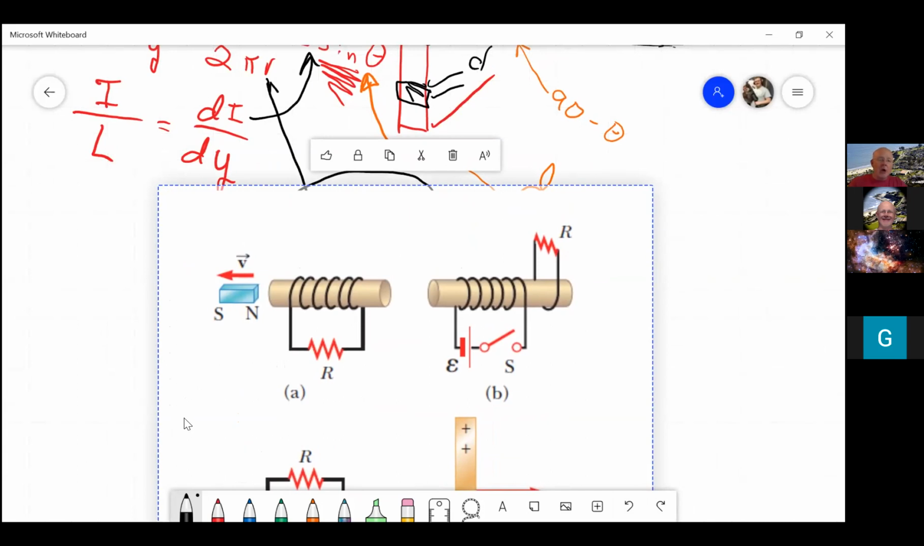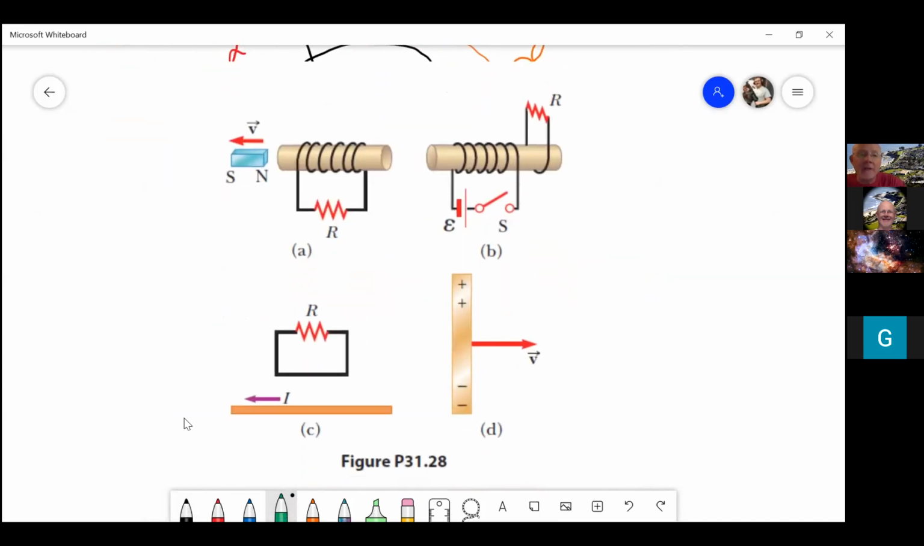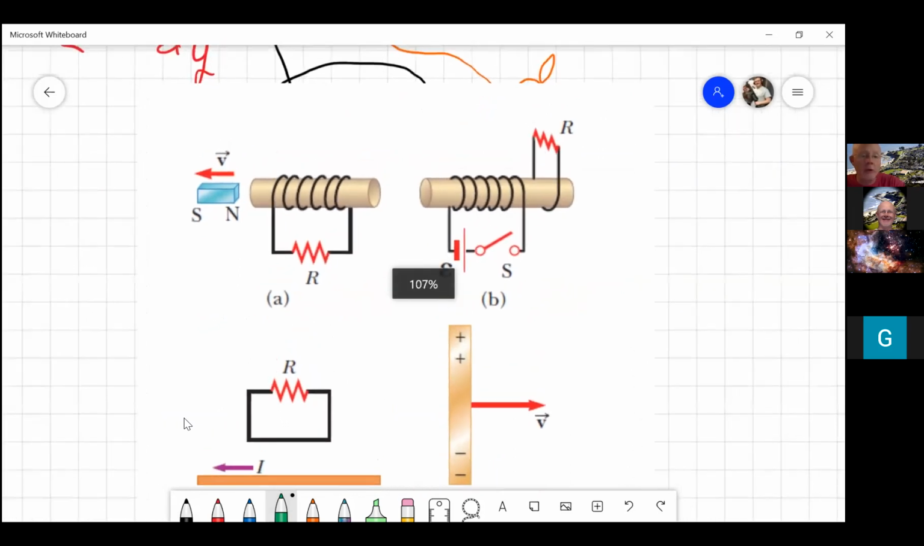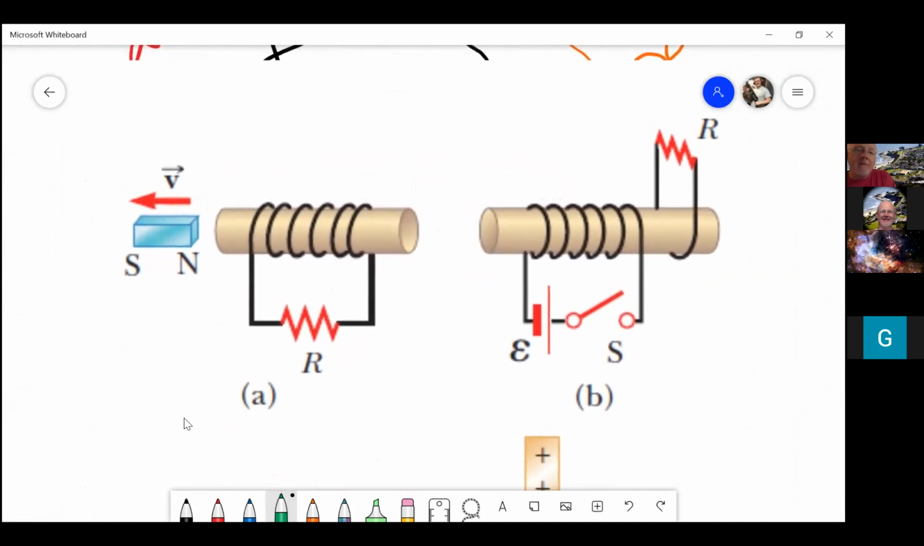Okay, so let's look at A here first, because it says use Lenz's law to answer the following questions concerning the direction of the induced current. And A, what is the direction of the induced current in the resistor R in figure A when the bar magnet is moving to the left? All right. Now let me switch to a green color here, because for this to work, you want to keep in mind that there is a magnetic field coming from this bar magnet.